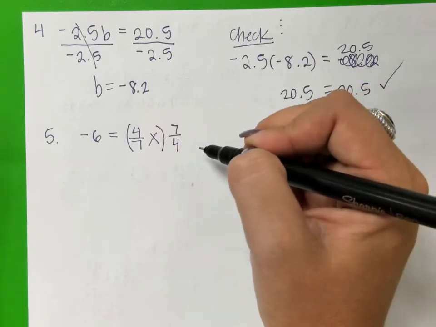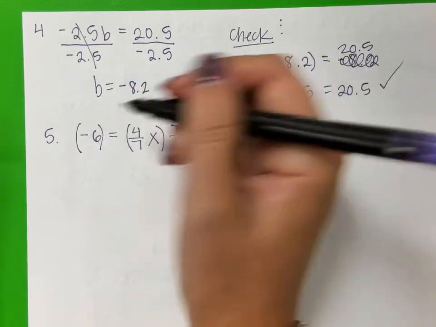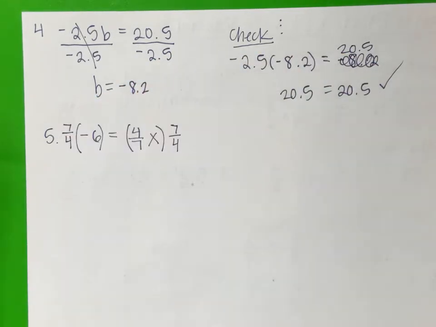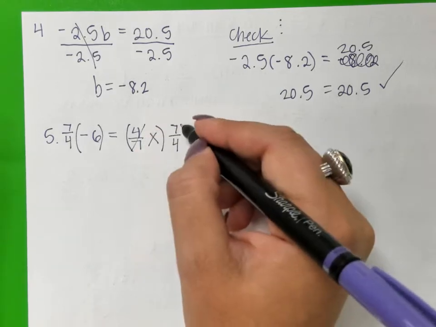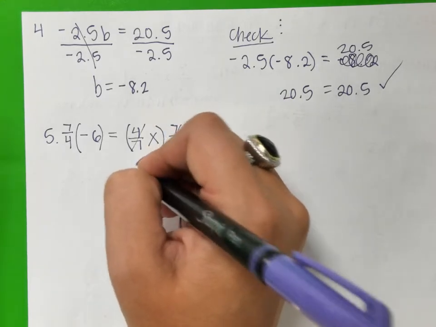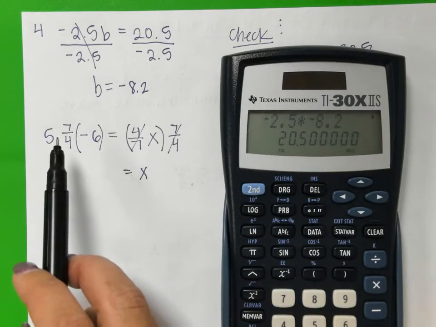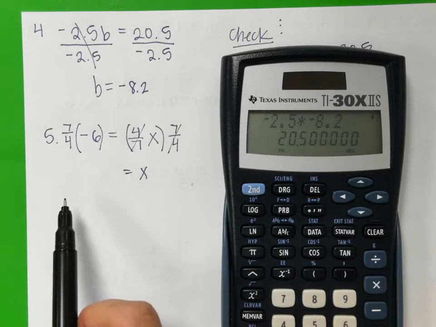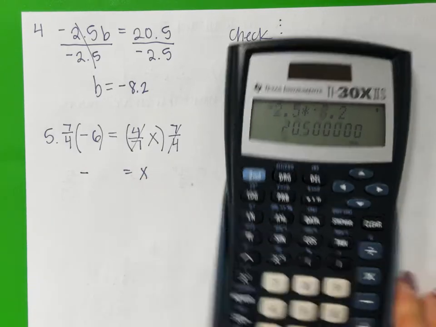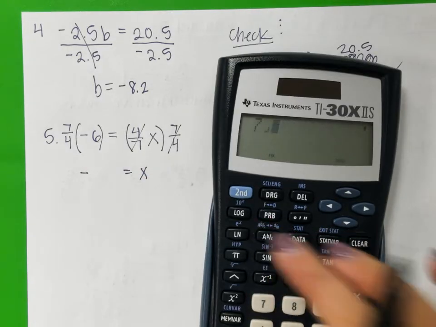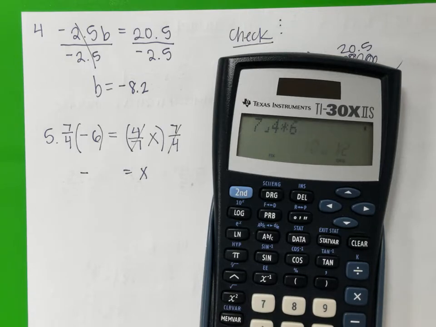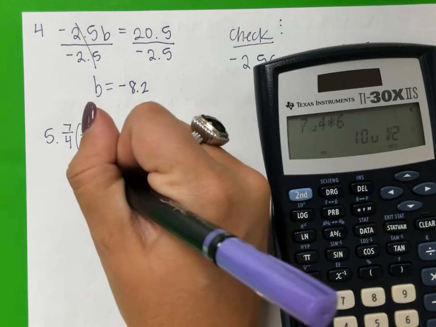Whatever I do to one side, I have to do to the other side. That means I'm multiplying both sides by 7 over 4. When I do that, these two cancel, and it leaves me with an x. And then I have 7 over 4 times negative 6. If I multiply a positive times a negative, what do I know my answer is going to be? Negative. So then I have 7 over 4 times 6, and it gives me negative 10 and 1/2.